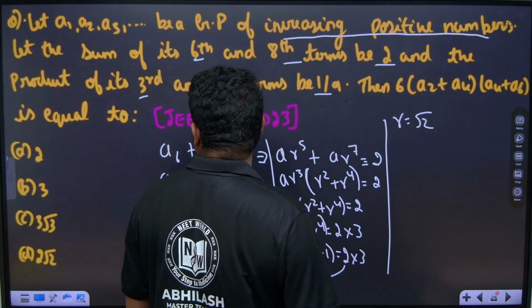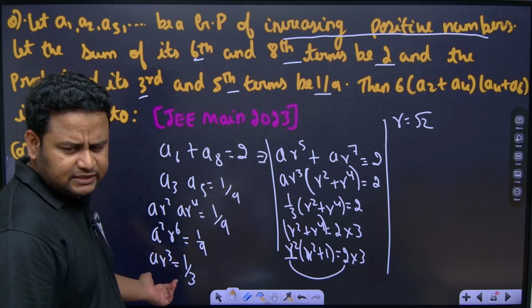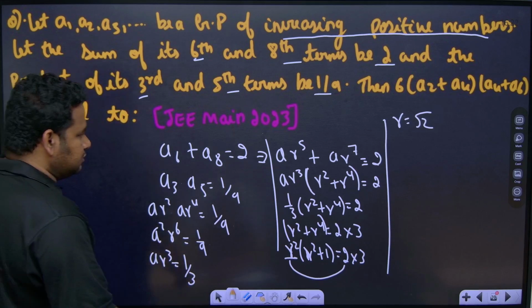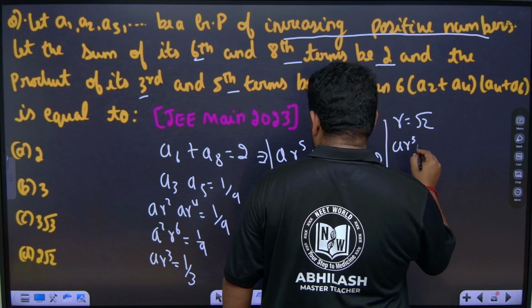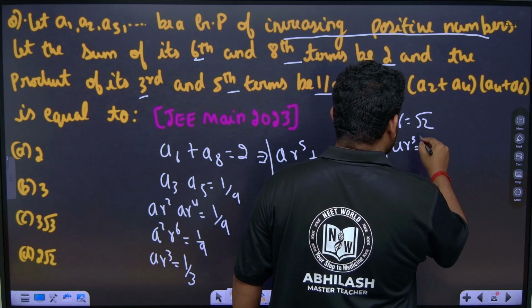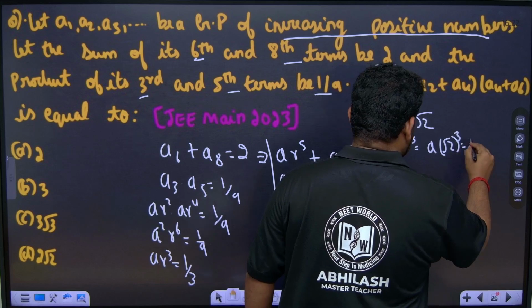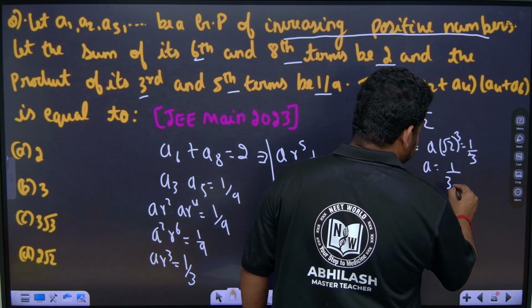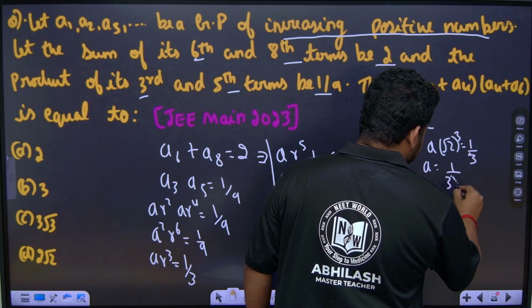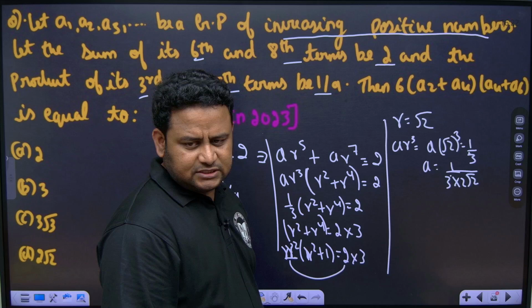Now do I have to find a? r is equal to root 2, so I can find a easily. a times r to the power of 3, which is a into root 2 cube, is equal to 1 by 3. So a will be equal to 1 by 3 into 2 root 2. That is 1 by 6 root 2.